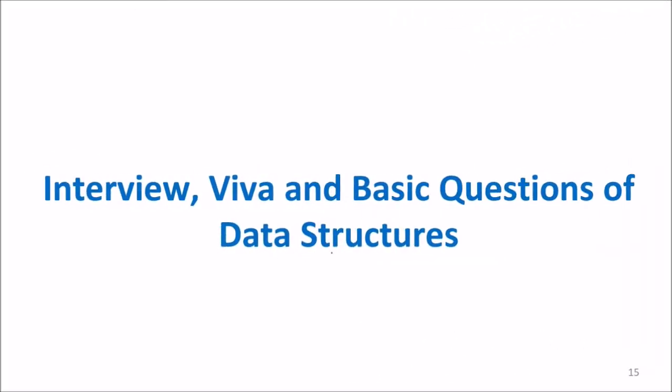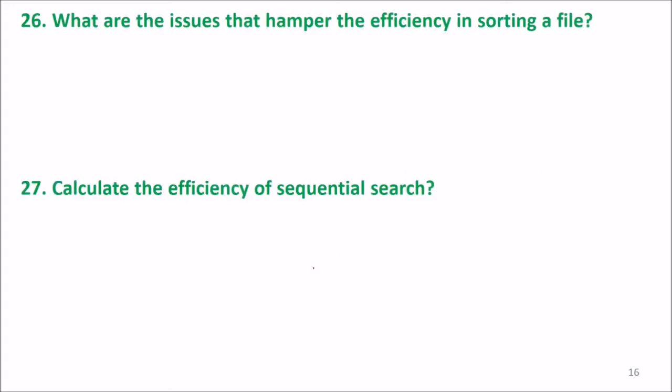Now let us take a few more interview viva and basic questions in data structure. So what are the issues that hamper the efficiency in sorting a file? Sorting a file means arranging it into ascending or descending order. This is the sorting, and we are being asked what are the issues that hamper the efficiency in sorting a file?